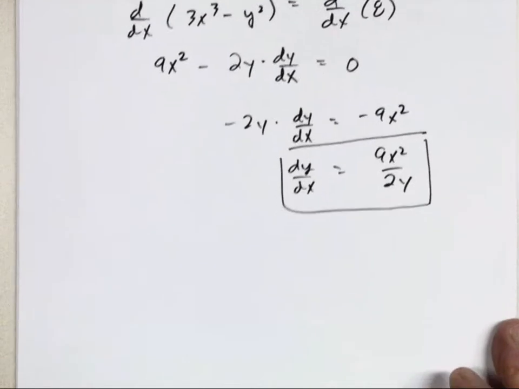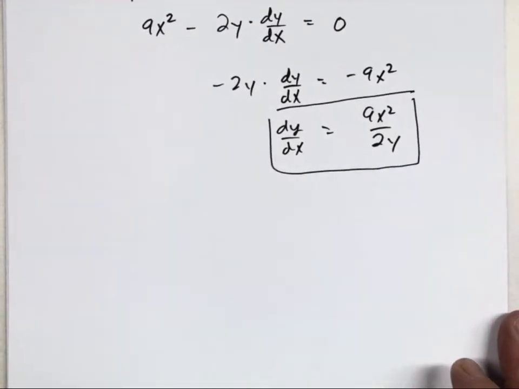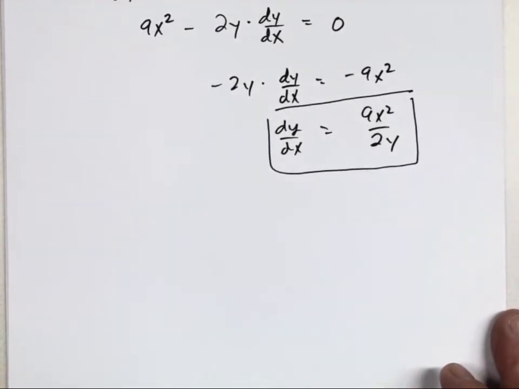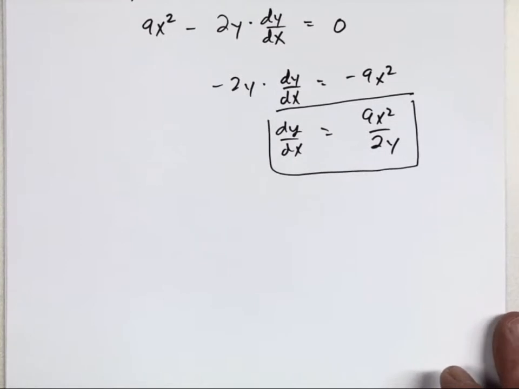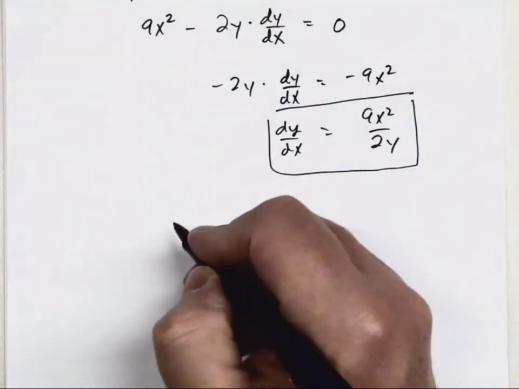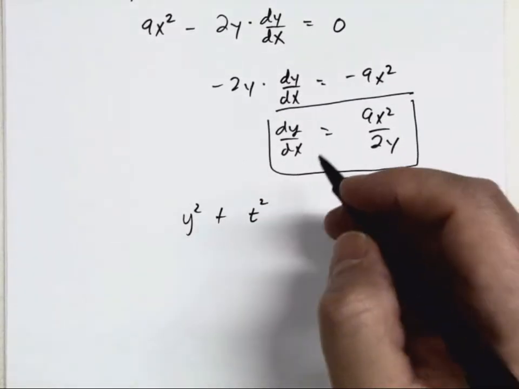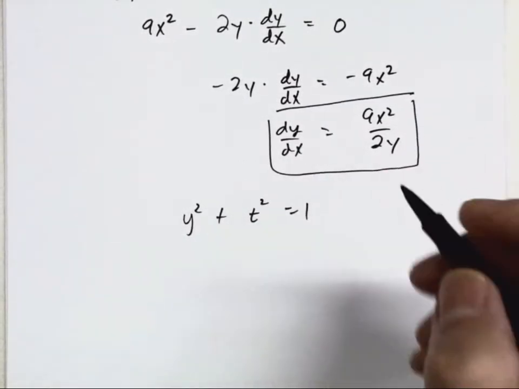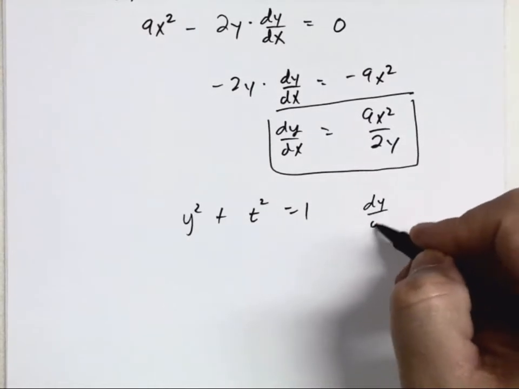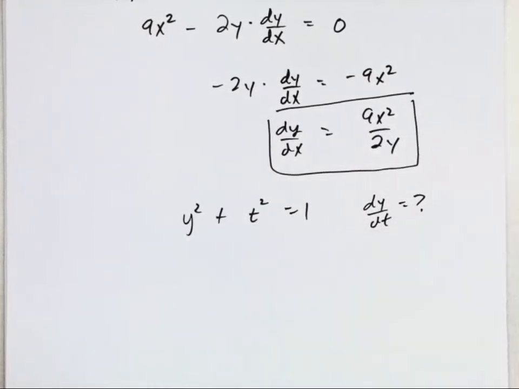All right. Now, just to make sure you understand this, let me go ahead and occasionally change some of the variables so you don't get into a rut of always thinking everything has to be x and y, because in the real world, not everything is x and y. For instance, this one is y squared plus t squared equals 1. And what they want to know is the derivative of y with respect to t. It's not x, it's t now.